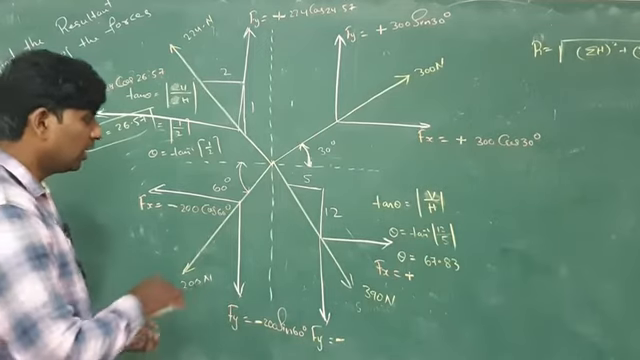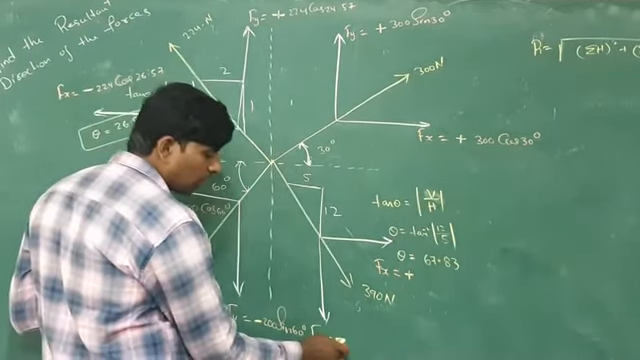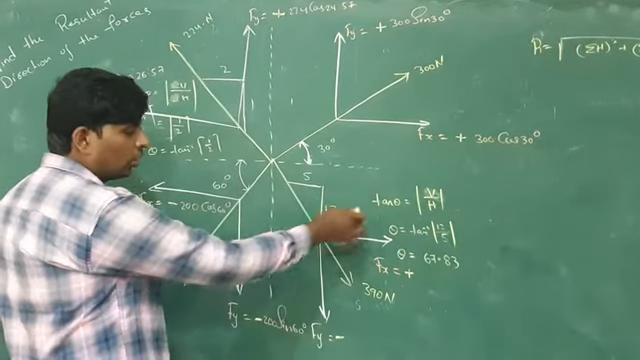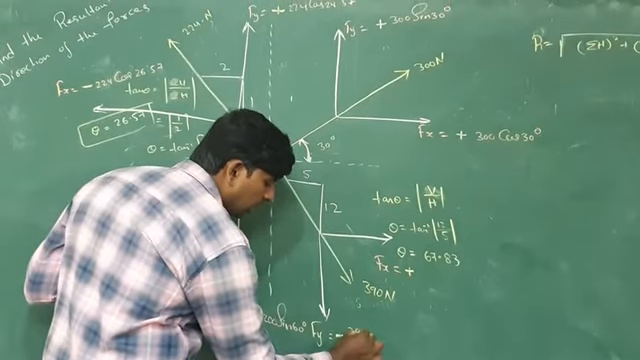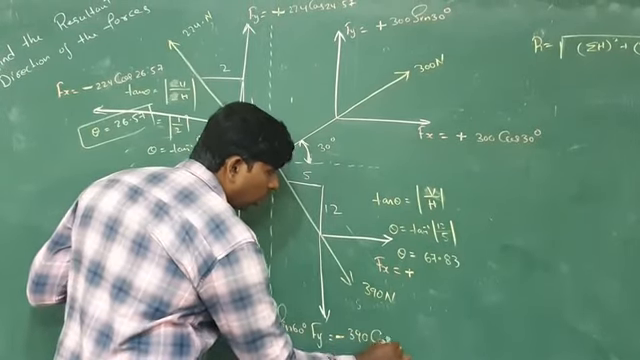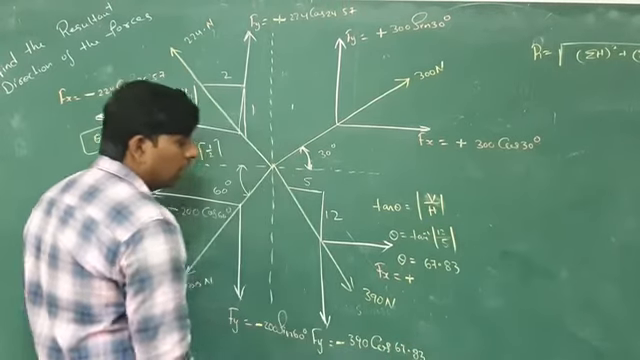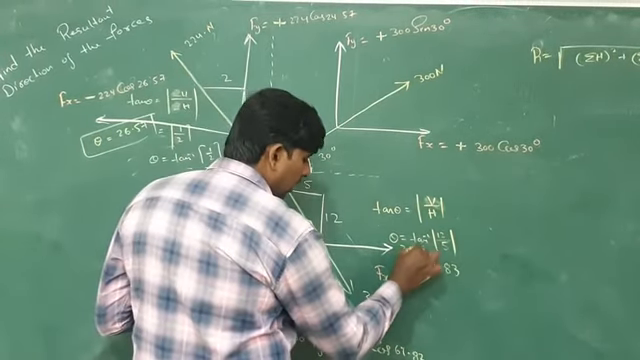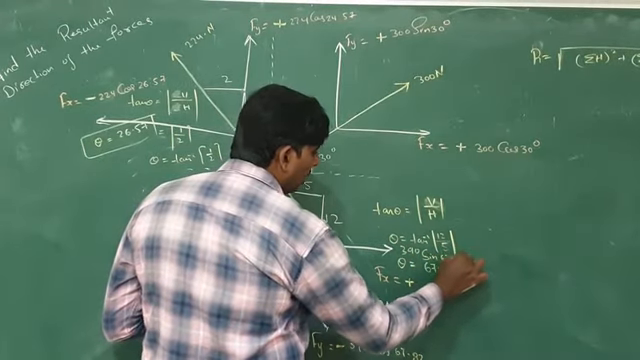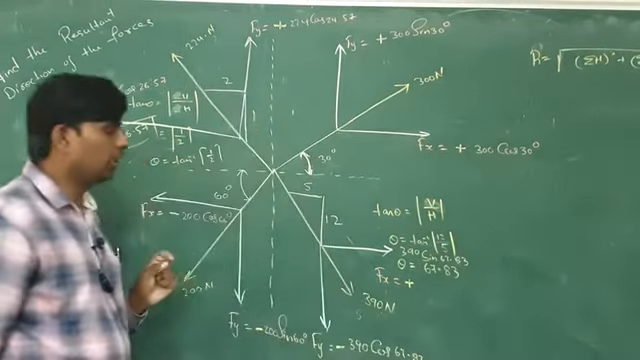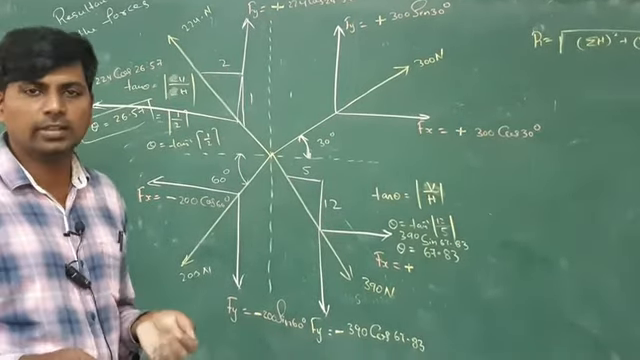And the last one, here theta is lying with respect to vertical. So what you have to write? With respect to vertical, you have to write sin theta for horizontal, and cos theta for vertical. So here I am writing 390 cos 67.83 and 390 sin 67.83.